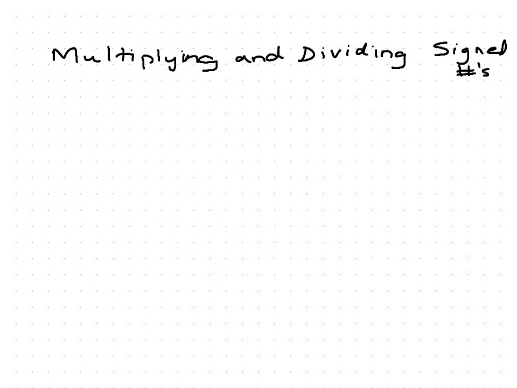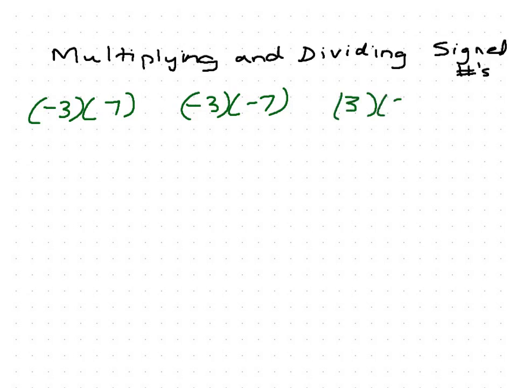Multiplying and dividing signed numbers. Take, for example, negative 3 times a positive 7. Take a negative 3 times a negative 7. Take a positive 3 times a positive 7. And how about the fourth possibility? A positive 3 times a negative 7. The rules are actually very simple for multiplying and dividing.